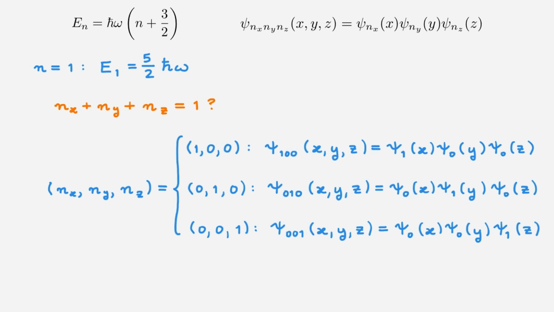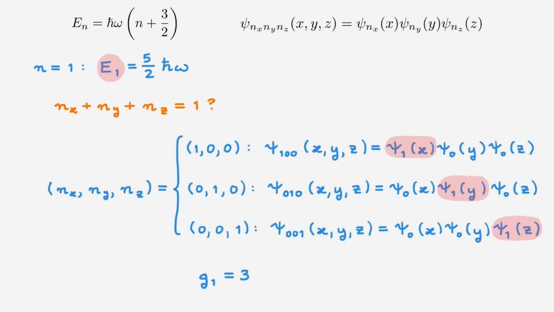These three wave functions are different because the first one has the excited state along x, the second one along y, and the third one along z. However, they all lead to the same energy E1 up here. And this means that the first excited state of the isotropic three-dimensional quantum harmonic oscillator is triply degenerate, so that G1 is equal to 3.